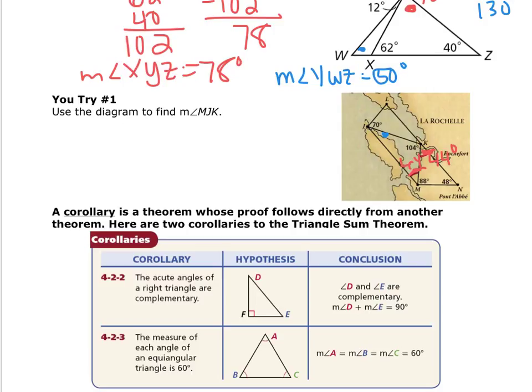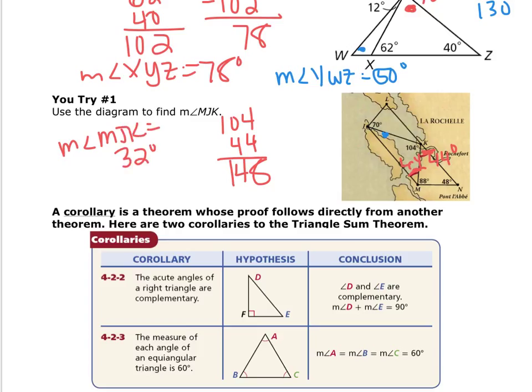Now that I can do the same process. I can take the 104, add that to the 44, so that's going to be 148, and then when I take that away from 180, I get 32 degrees. So the measure of angle MJK is 32 degrees.